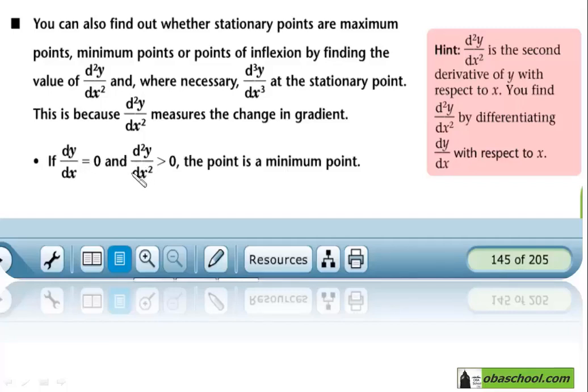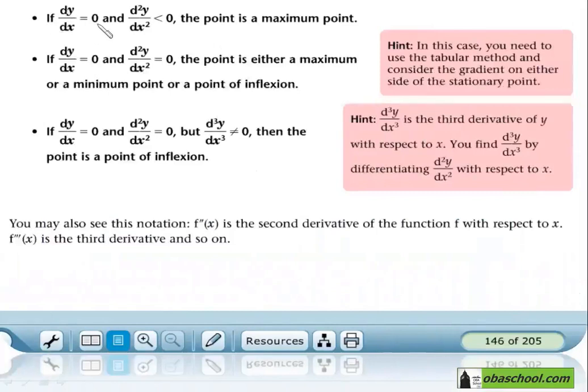If we do the derivative once more and we discover that it is greater than 0, then the point is a minimum point. We will know this without the need to construct a table. Just by calculating the second derivative, if it is positive, then it is a minimum point.